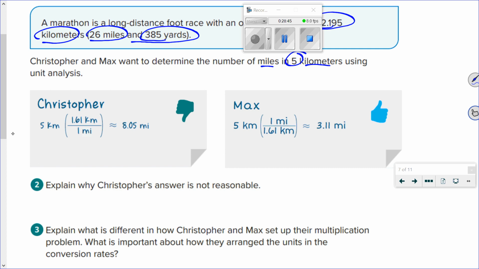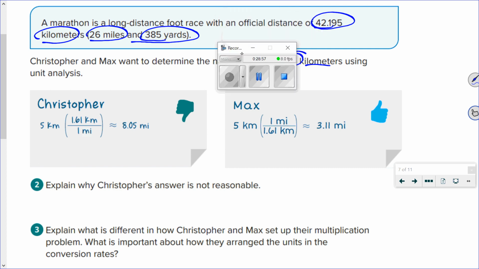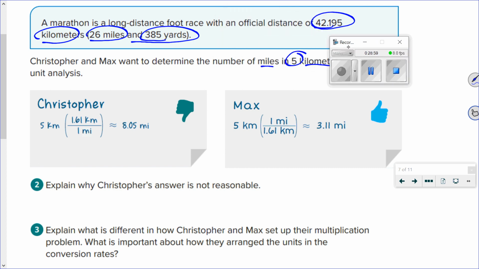So set up proportions to understand who is correct. We've been doing it the way we've been doing it. So you're going to do 1 kilometer. You're not going to use those two. You're going to use this rate, but we're switching to 5 kilometers. So I want the kilometers on top.